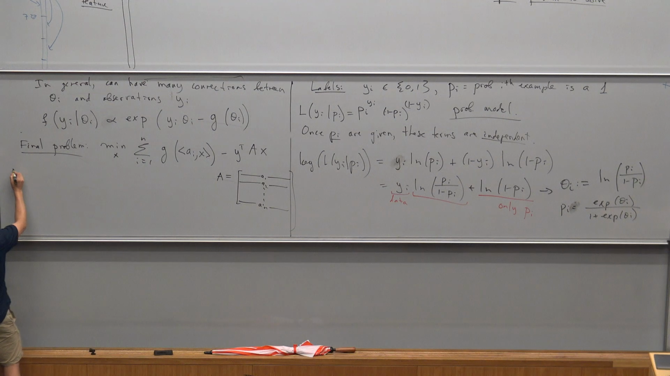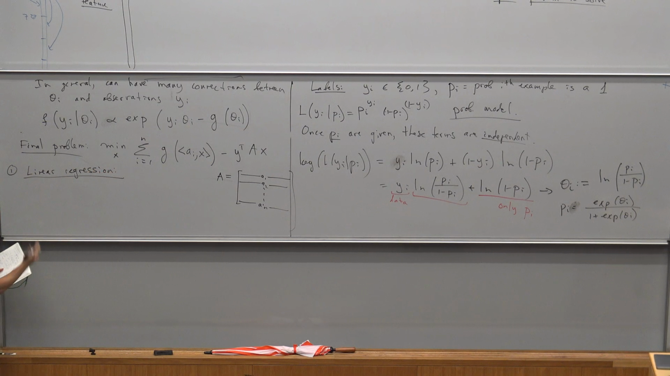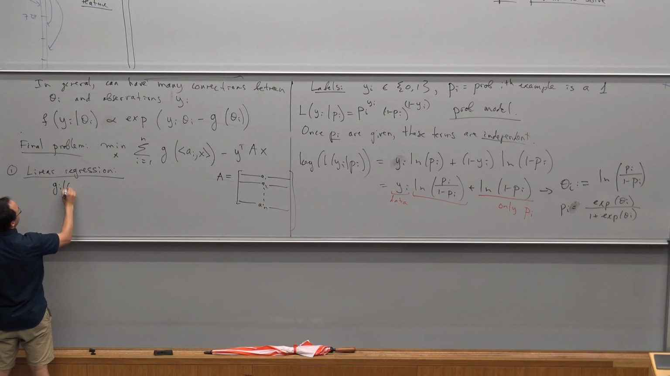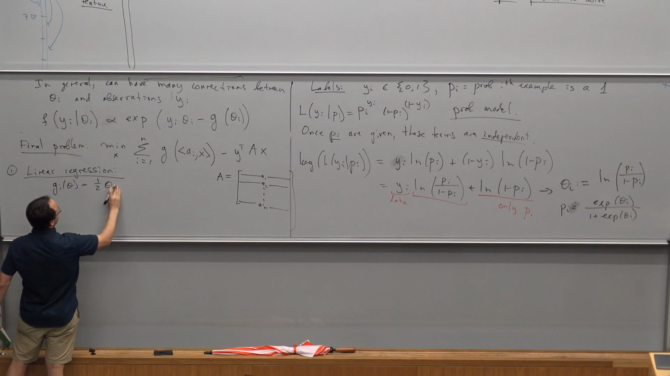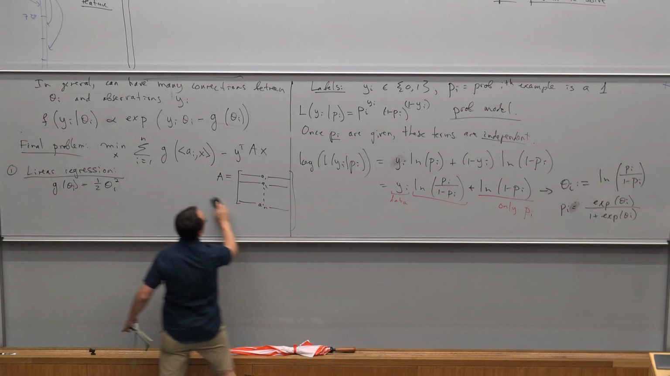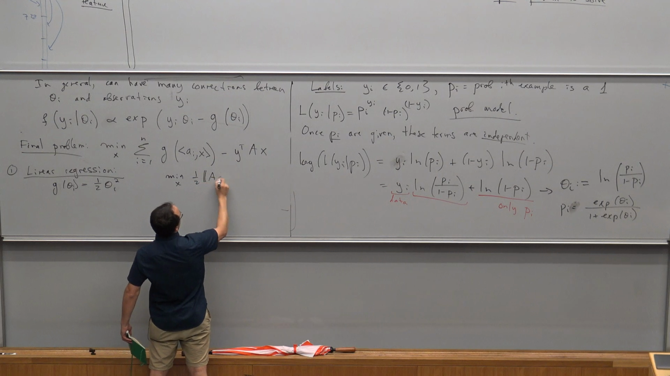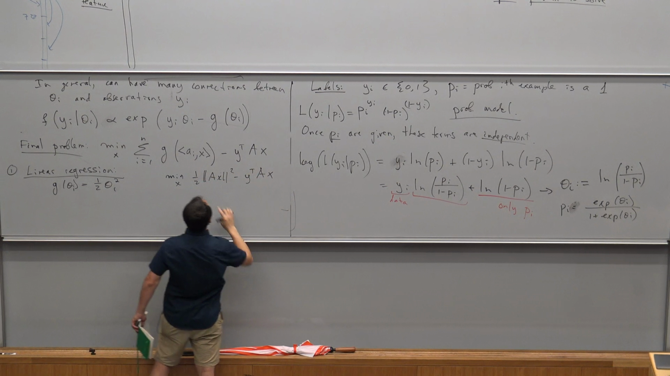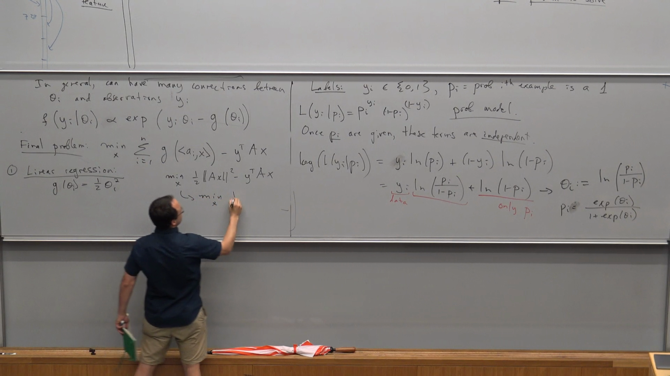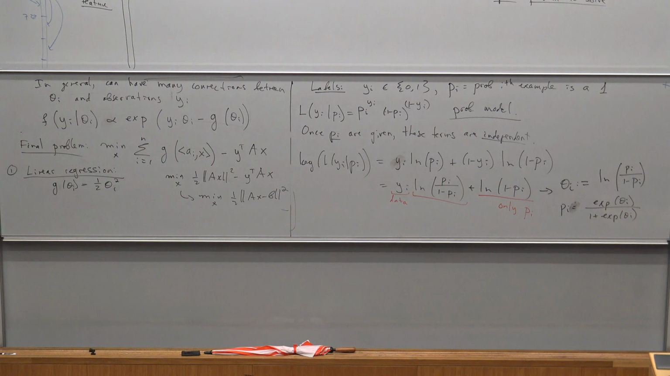So the very first one is linear regression. We didn't start with linear regression because classification is a little bit more fun, has more of a machine learning feel to it. But linear regression is a fundamental thing that we all do all day, every day. For linear regression, you just take g of theta i to be 1/2 theta i squared. If you take that to be your g, then this thing right here just ends up being minimize over x, 1/2 norm of Ax squared minus y transpose Ax. And this is a constant away from minimize over x, 1/2 norm of Ax minus b squared. And that's exactly the linear regression that you all, I assume, know and love. Okay?